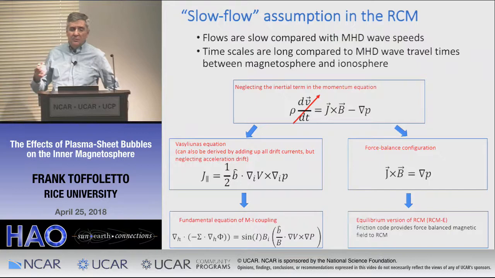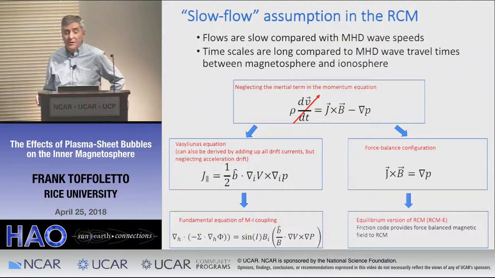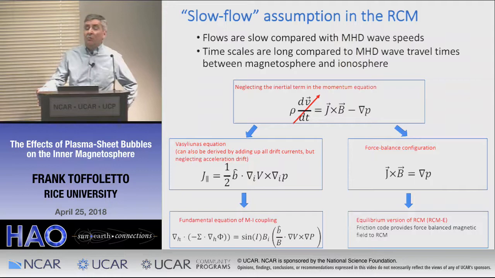So the question is, when you start getting flows of hundreds of kilometers a second, you're probably living on thin ice, and you're not really modeling the physics of these things very well. So the question we've been asking and trying to address is, how badly are we doing in modeling the physics of these bubbles by throwing away this assumption? And I'll talk a little bit about that in a second as well.